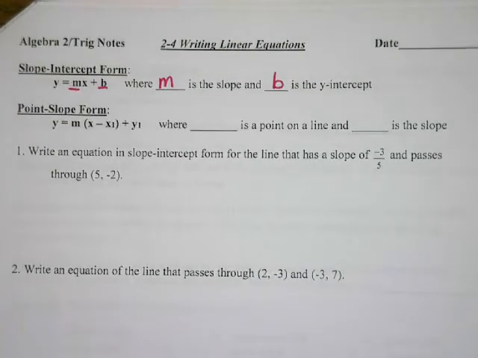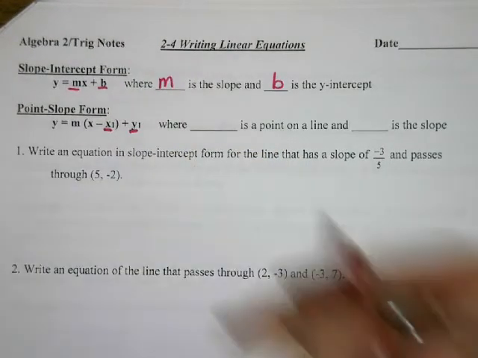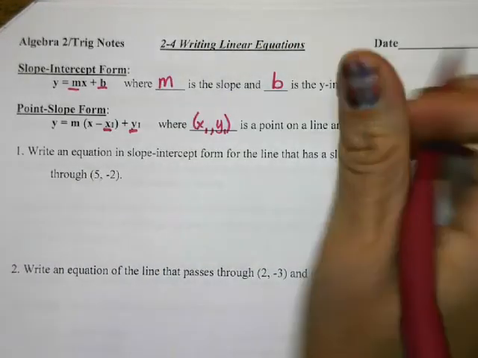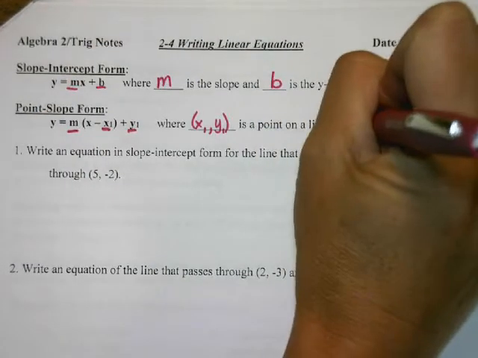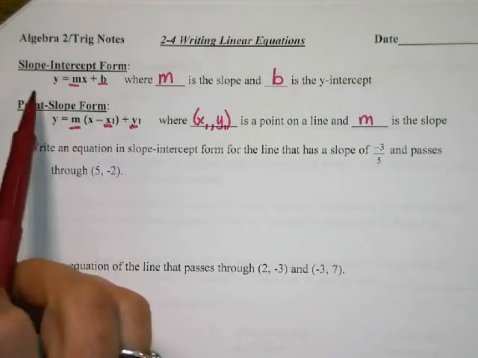The other form we have is called point-slope form, and think about it more as a starting spot than anything else. Point-slope form says that I have an x and a y, so I have a point, (x1, y1), on a line, and m is still my slope. Like I said, think about point-slope as a starting spot. We're just going to use point-slope in order to write the equation. When we finish, we always want it in slope-intercept form.